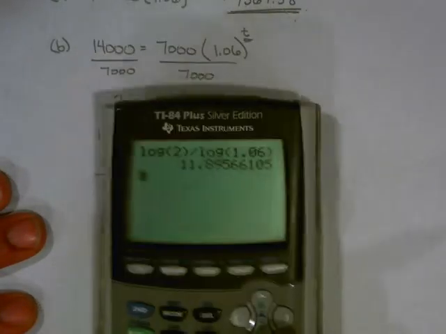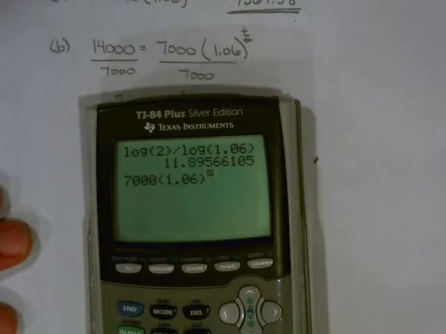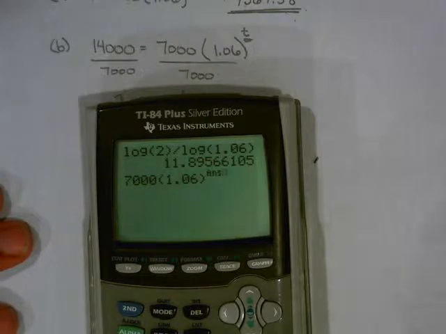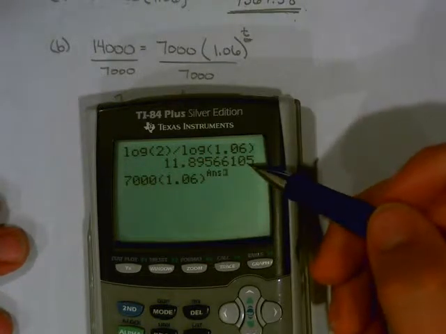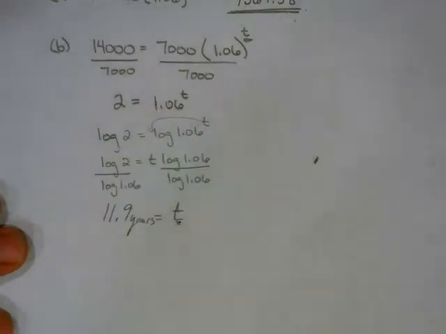Now if we want to check that, put in our answer, so it's going to be 7,000 times 1.06 raised to the power. Now if you type this answer in and you say 11.9, it'll be close, or 11.896, it'll be closer. But if we go second negative, this ANS is the previous answer. So when we hit enter, we should get our double, our 14,000.